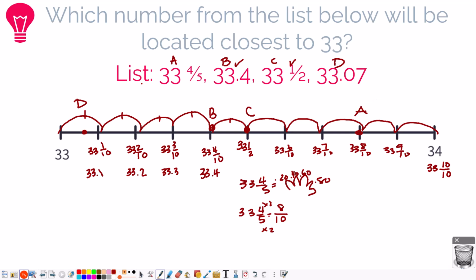So which number is closest to 33? That would have to be point D. Okay, now you have 2 more questions on your notes to answer on your own. So try different strategies, including absolutely using your number line. So make sure you write the jumps and then think about using equivalent fractions or moving your decimal point, using Dr. Pepper to help you.